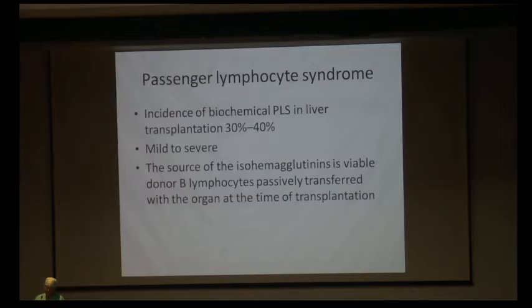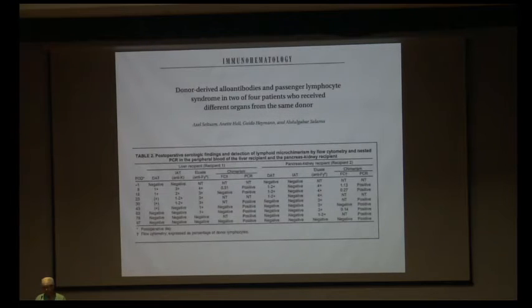And the source of hemagglutinin is viable donor B lymphocytes passively transferred with the organ at the time of transplantation. And again, there is a use of immunophenotyping in this.